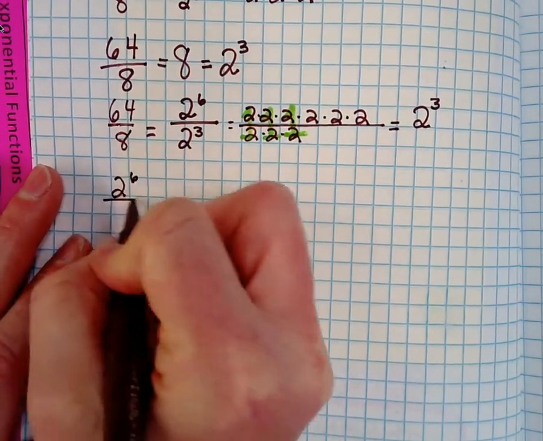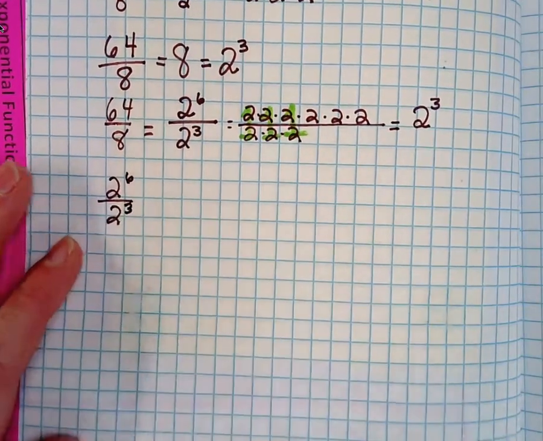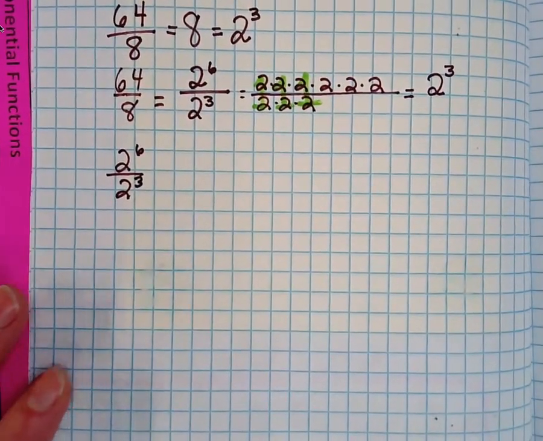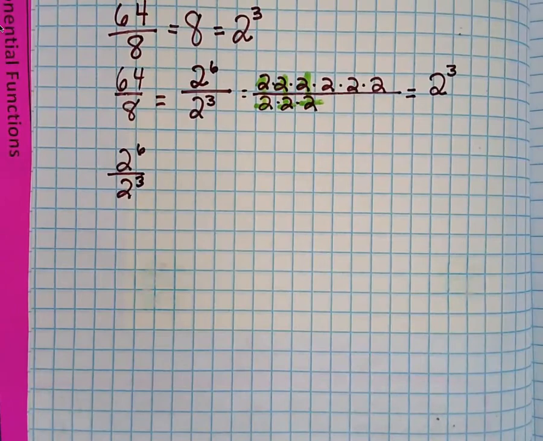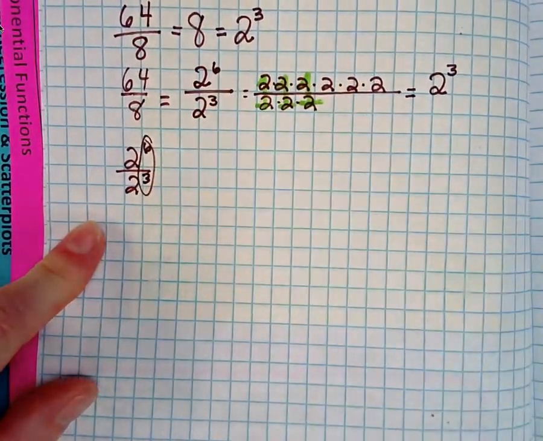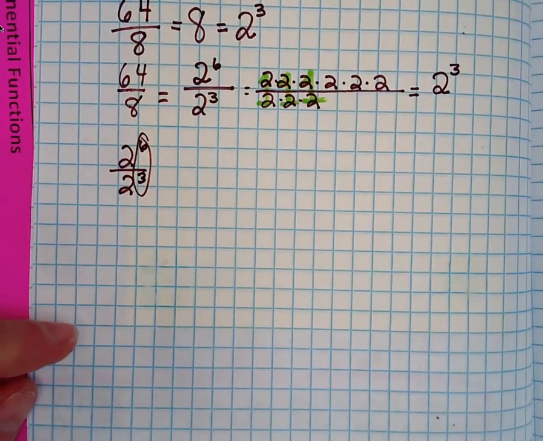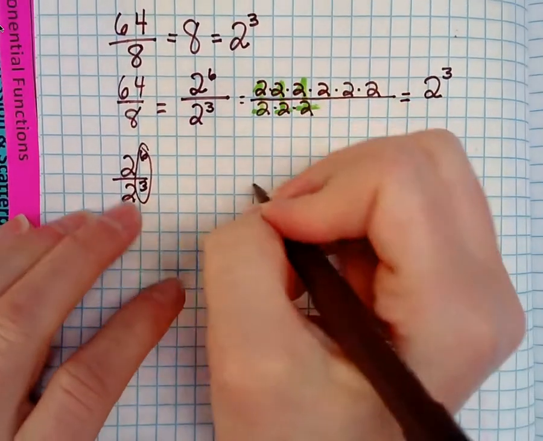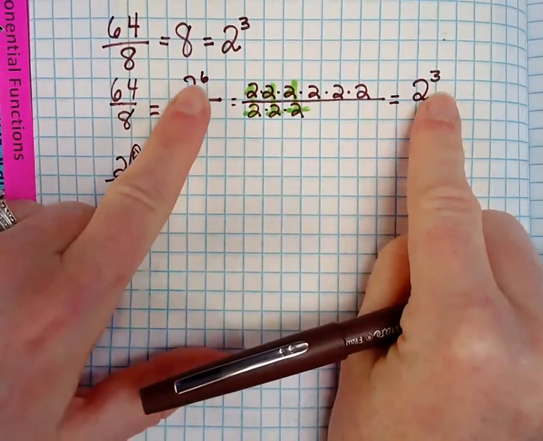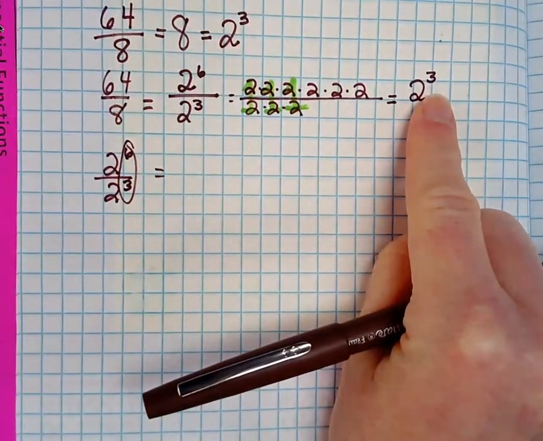Okay, let's do 2 to the 6 over 2 to the third. So instead of expanding it out, do you see what we could do? What could we do with these exponents of like bases? If I add them, what do I get? 6 plus 3 is 9. So that's not going to work. What would I do if the exponent is 6 and then 3? How would you go from 2 to the 6 over 2 to the third to 2 to the third?